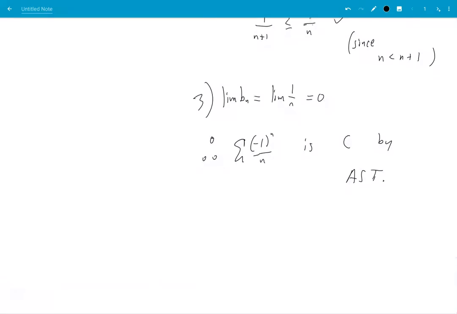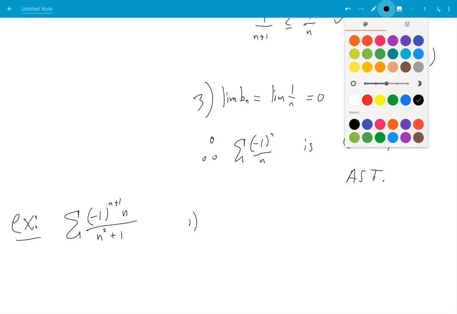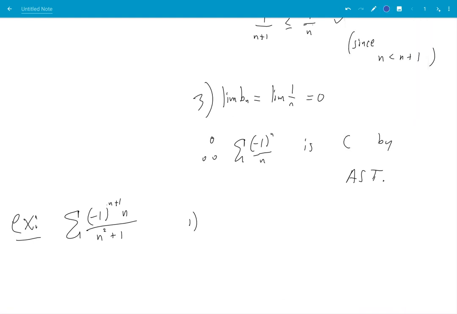Okay, another example. A little bit more complicated. How about -1 to the n plus 1, n over n squared plus 1. So as I said earlier, I have an n plus 1 here, but it doesn't matter. If I had n plus 2 or 3, it doesn't matter. It doesn't affect the alternating series test.